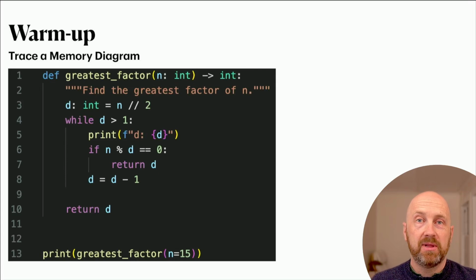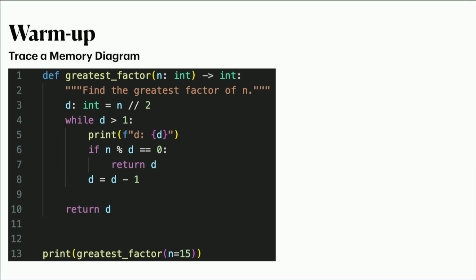Let's practice applying what you've learned with while loops and if-then conditionals in the following example. So here we have a function named greatest factor and a usage of it. On line 13, we're calling this function. I'd like to turn it over to you to try tracing through this using a memory diagram. So pause the video here and go ahead and trace through this.